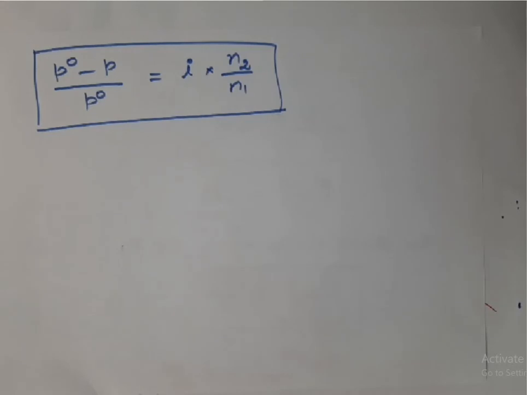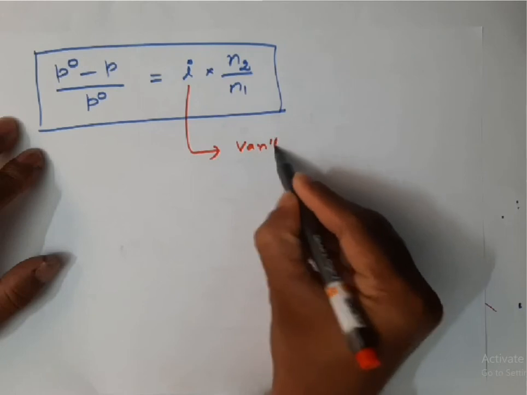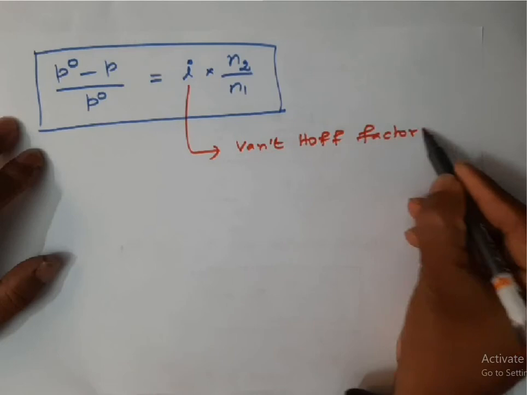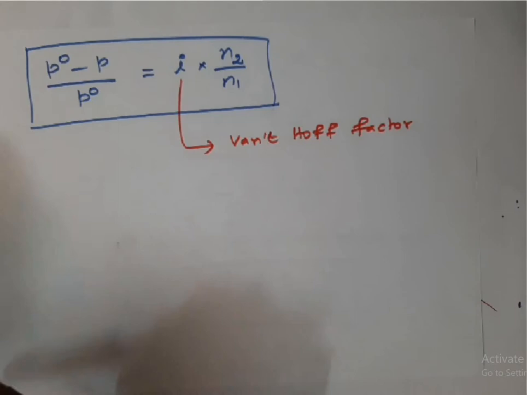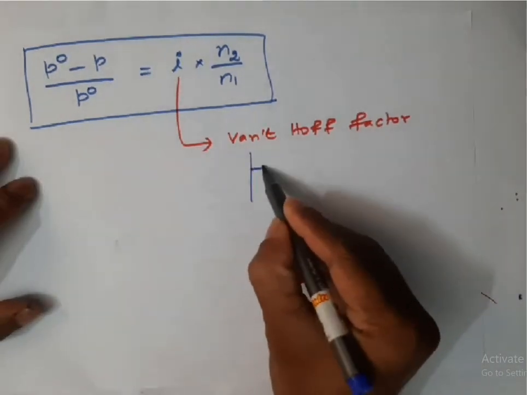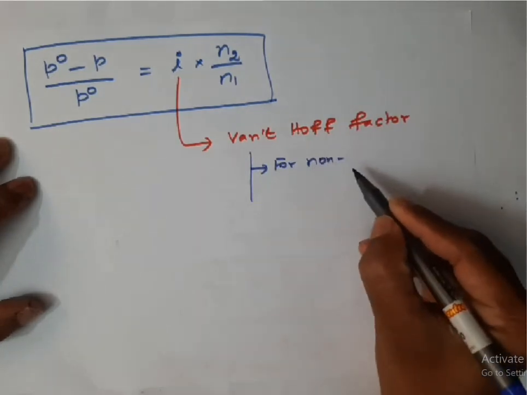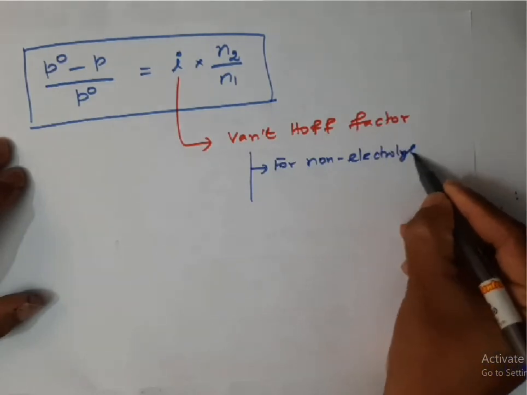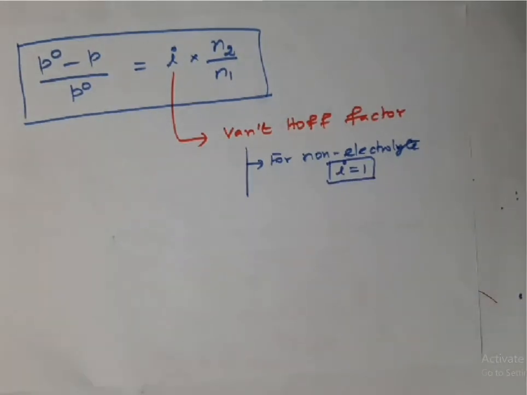Where this I is called Van 't Hoff factor. For non-electrolyte, if we use glucose, urea, sucrose, for non-electrolyte, I is equal to 1. Remember, this is very, very important. For non-electrolyte, I is equal to 1.